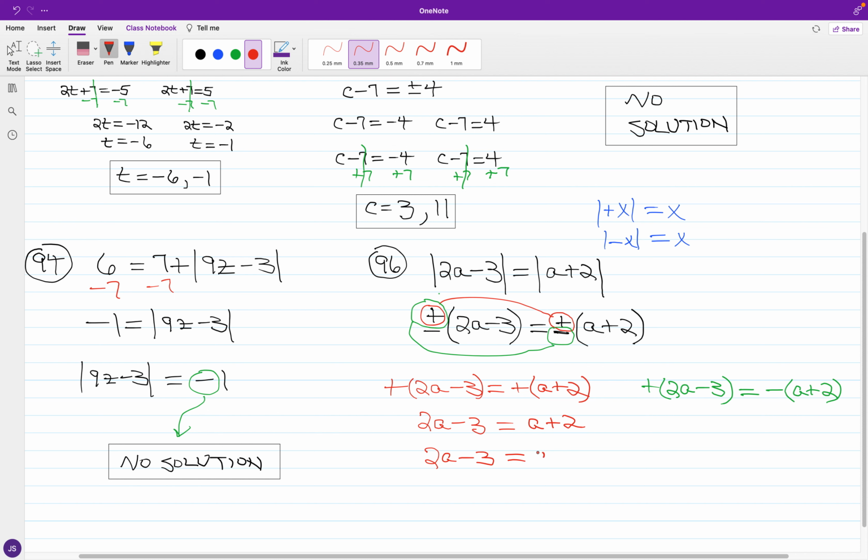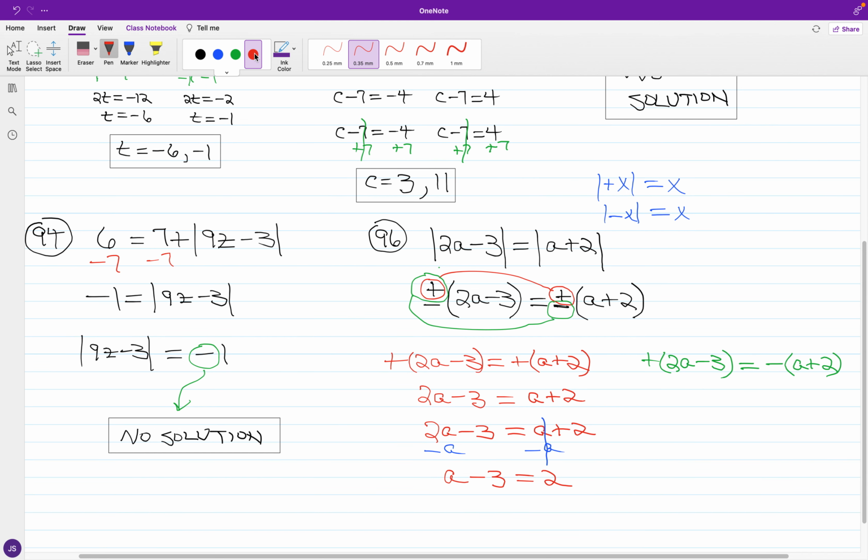Okay, so you have like terms on opposite sides of the equation. If I gather the a terms, we take away a from both sides. And here we have 2a minus a is going to be a. And we have a minus 3 is equal to 2. And we have one solution is going to be 5.